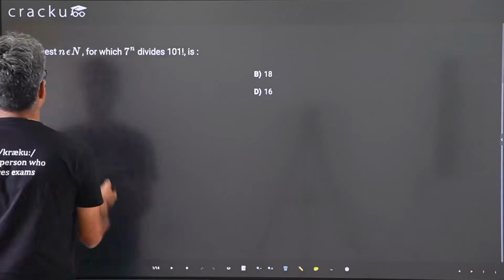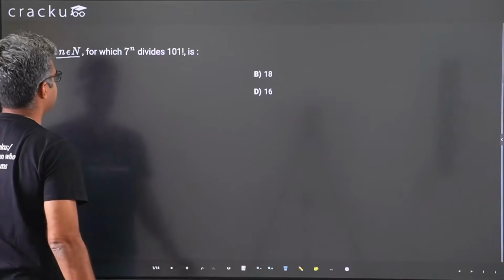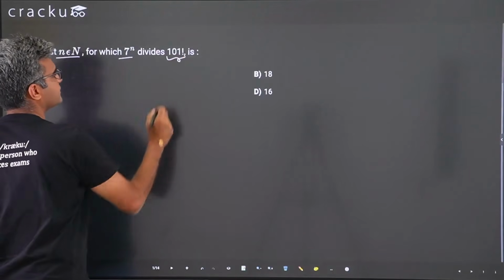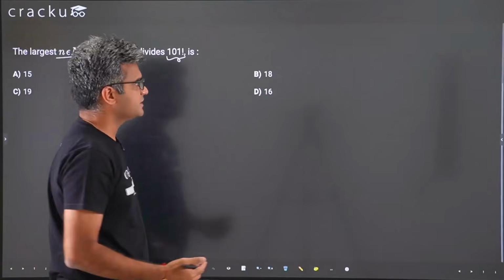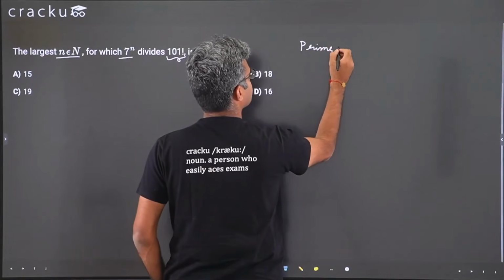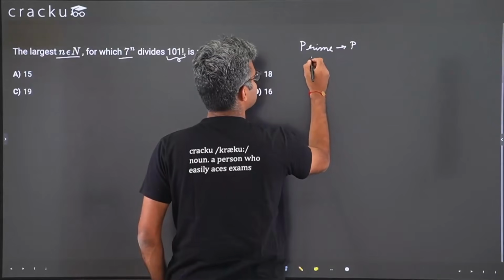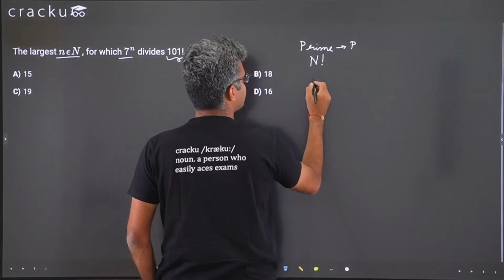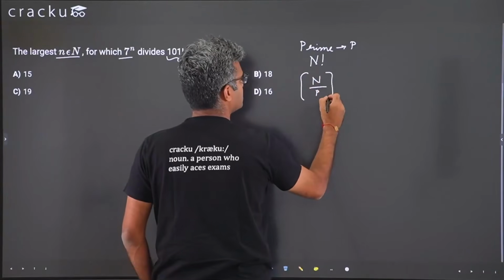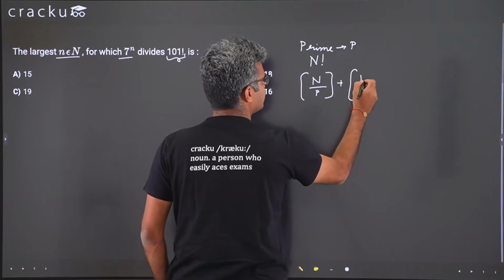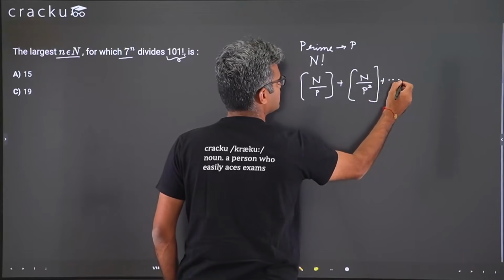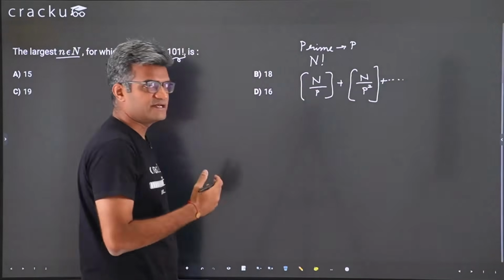In this question, we are asked to calculate the largest value of n, where n is a natural number, such that 7 to the power n divides 101 factorial. We know that the highest power of a prime number p, which divides n factorial, is given by n divided by p, take the integer part out, plus n divided by p square, take the integer part out, plus continue doing it till the power of p is greater than n.